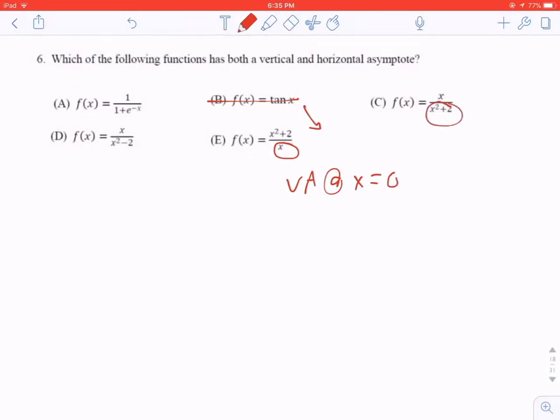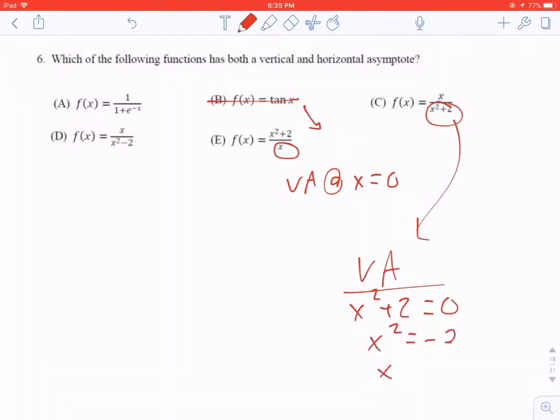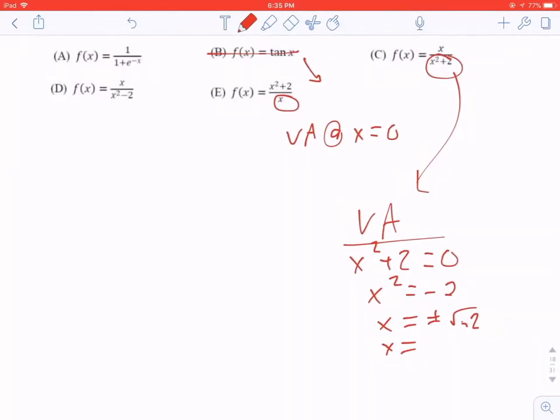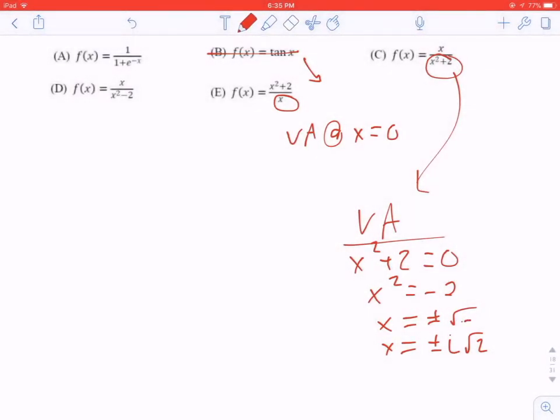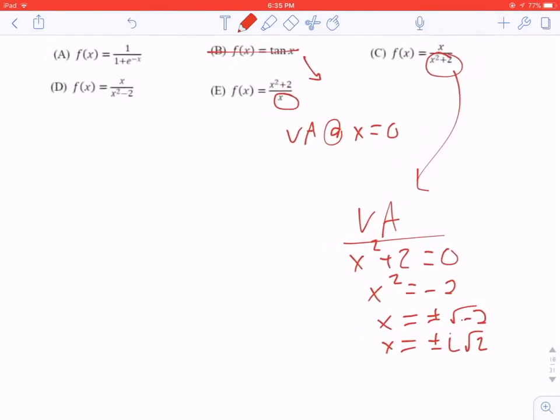If we set this denominator equal to 0, you're going to get x squared plus 2 is 0. If you try to solve this, you're going to end up with an undefined number, because the square root of negative 2 is going to be plus or minus i square root of 2. We're looking for vertical asymptotes that are real, not imaginary. So this doesn't have a vertical asymptote. So far E does for sure.